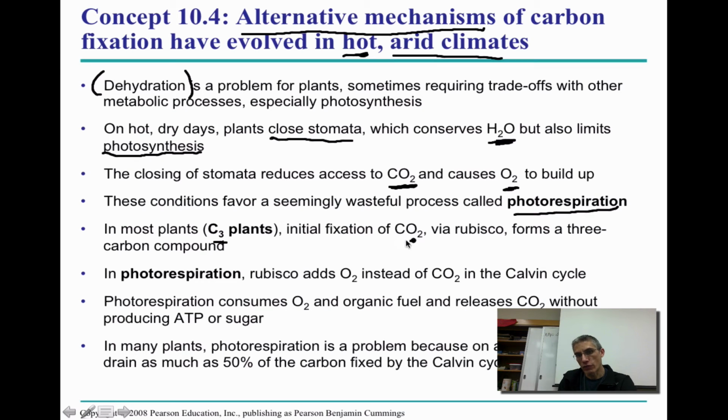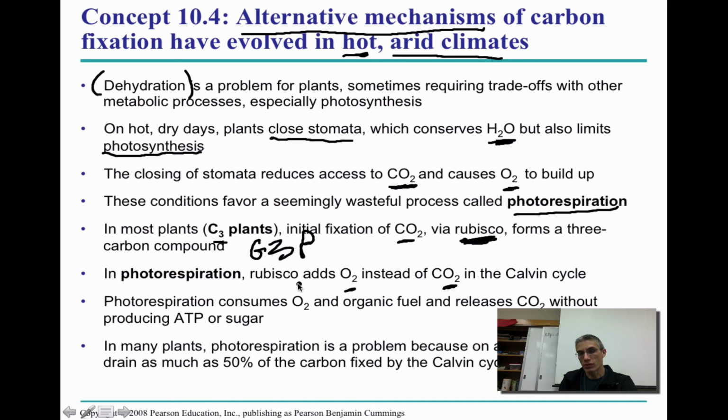Initial fixation of CO2, again via rubisco, remember the enzyme that we talked about in the Calvin cycle, is going to form that 3-carbon compound. So that's going to be the G3P that we talked about, that precursor to the formation of glucose. In photorespiration, rubisco is going to add O2 instead of CO2 in the Calvin cycle. So remember we talked about that CO2 being fixed at the very beginning of the cycle. Remember we changed that 5-carbon compound into a 6-carbon compound using the C from carbon dioxide.